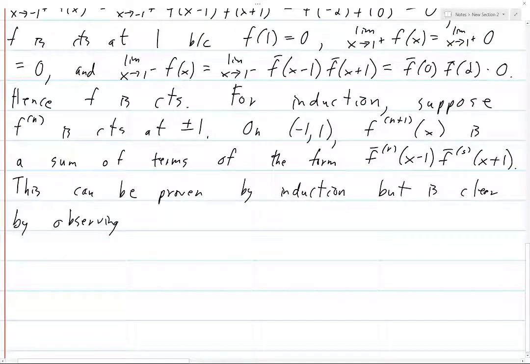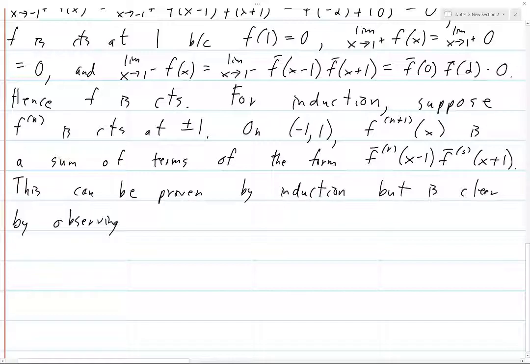f prime of x is going to be the derivative of f bar of x minus 1 times f bar of x plus 1, and so by the product rule, we're going to get f bar prime of x minus 1 times f bar of x plus 1 plus f bar of x minus 1 times f bar prime of x plus 1. That's just the product rule.